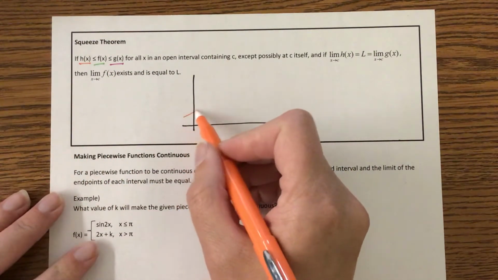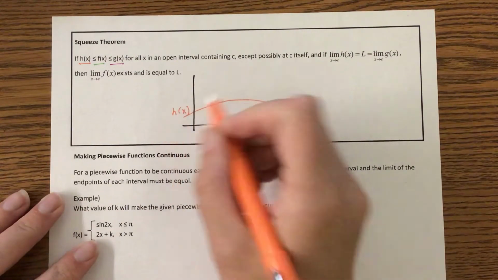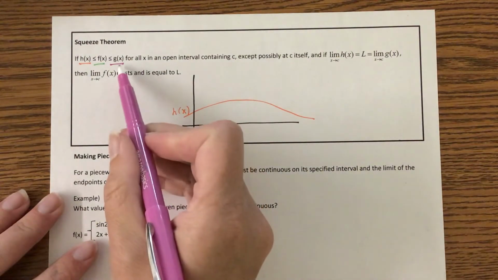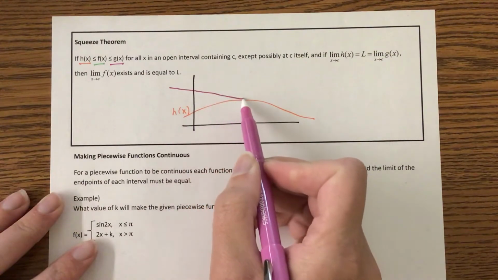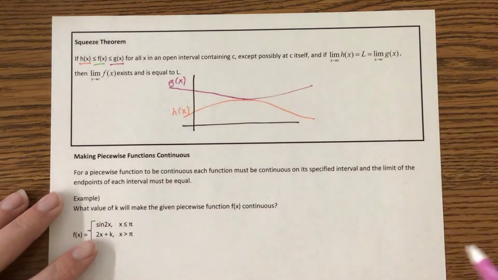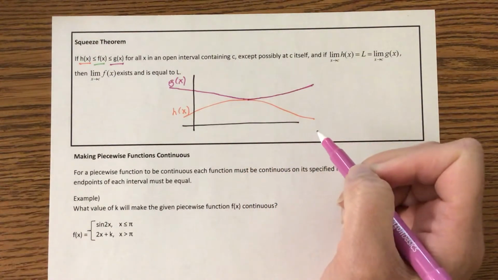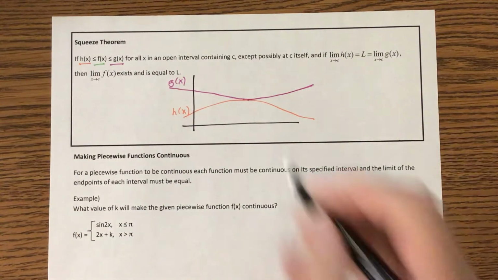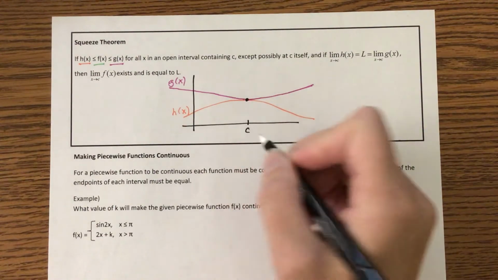I'm going to draw h of x like this. The next thing I'm going to draw is g of x. So let's draw it like this. Okay. I've drawn these two functions in a very particular way because right here, they actually meet up at the same spot. So let's name that x value c.